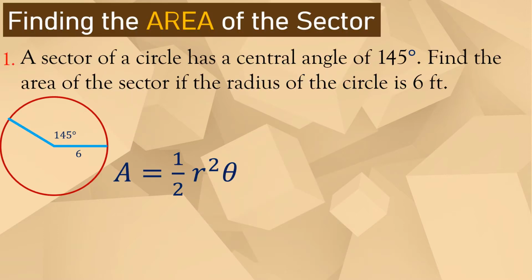Let us have the first example. So here we have a central angle of 145 degrees. So this is it. The radius of the circle is 6 feet. So there you go, that is 6 feet. Now, what we are looking for here is, what is the area of the shaded portion here? This sector is the area formed by the central angle and the arc.